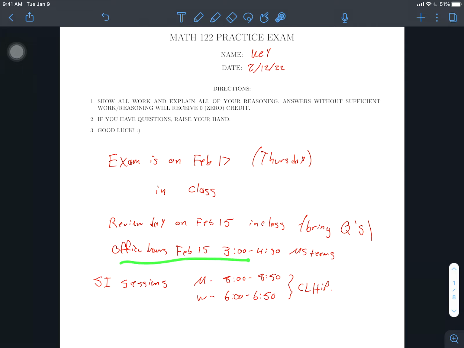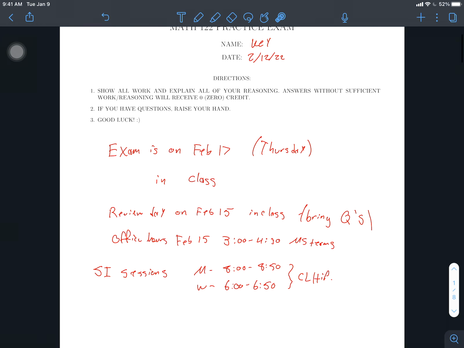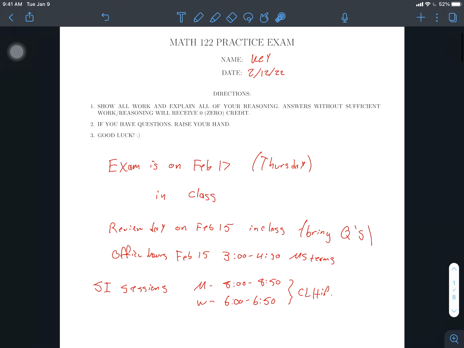I'm also going to have office hours that day from 3 o'clock to 4:30 in Microsoft Teams, and there are going to be SI sessions on Monday and Wednesday. I think the Monday one is going to be as usual, and the Wednesday one is maybe going to be double time or something like that. Those ones are in person. I don't remember the room number, but it's on Blackboard.